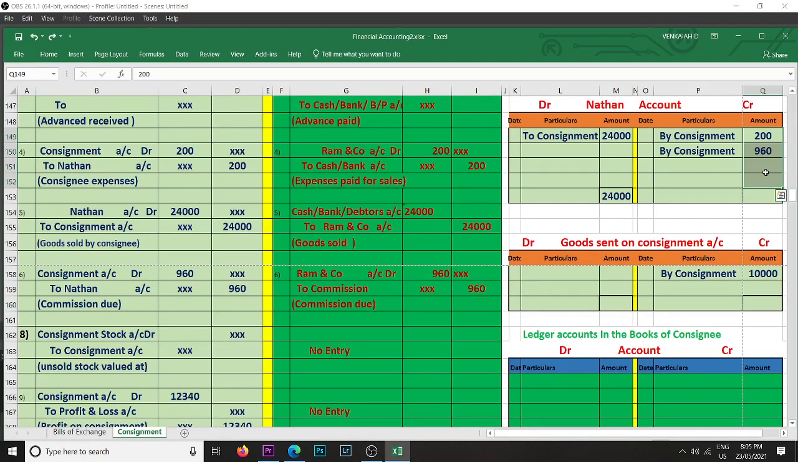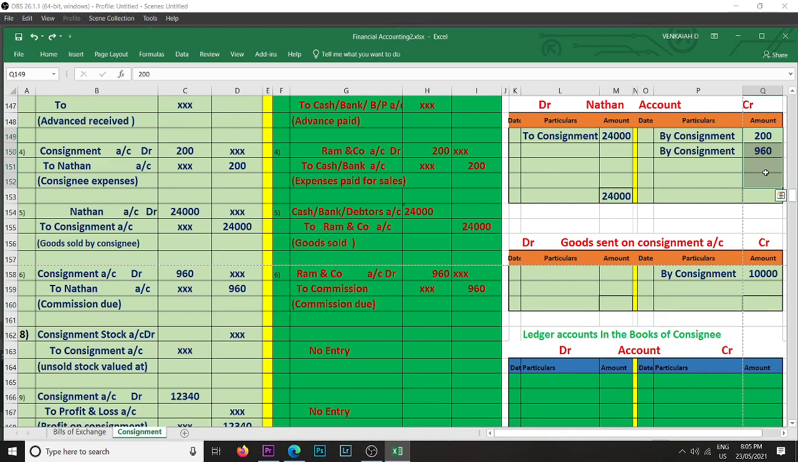So we need to get 24,000. It is 840. And 22,000 total. So that amount is the balance amount by bank. For this also we were ready with the journal entry. That is the profit one journal entry is there.